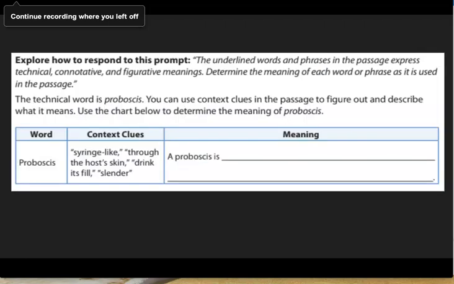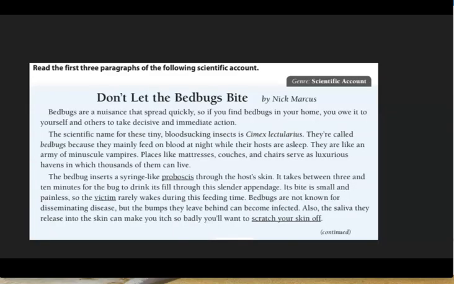All right, so we're going to explore how to respond to this prompt. The underlined words and phrases in the passage express technical, connotative, and figurative meanings. Determine the meaning of each word or phrase as it is used in the passage. So the technical word here is "proboscis," and you can use context clues in the passage to figure out the meaning. So let's look back up here.